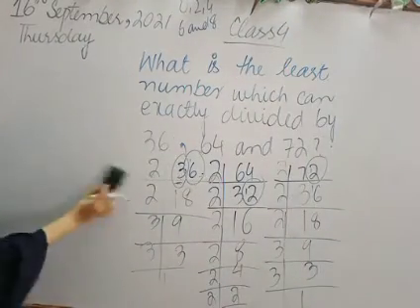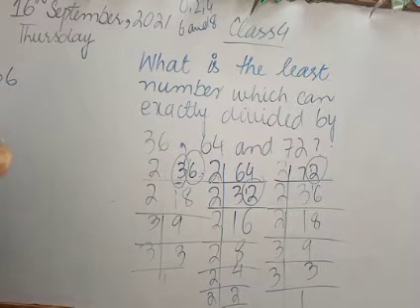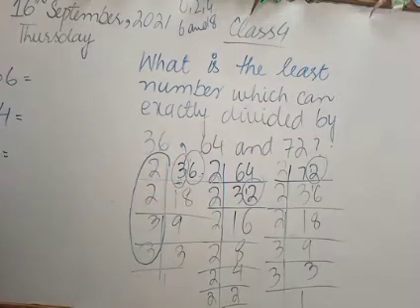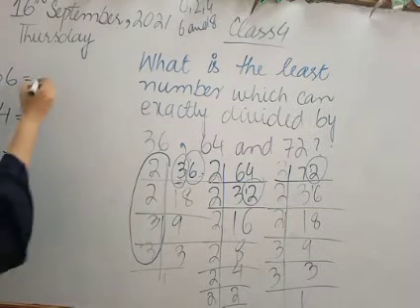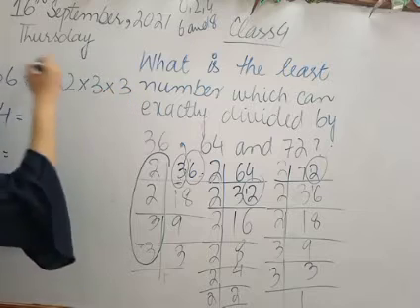In the next class, I will write all the numbers, which is 3 numbers in total, like this. So first of all, class, I will write in multiplication form: 2 multiply by 2, multiply by 3 and then multiply by 3.